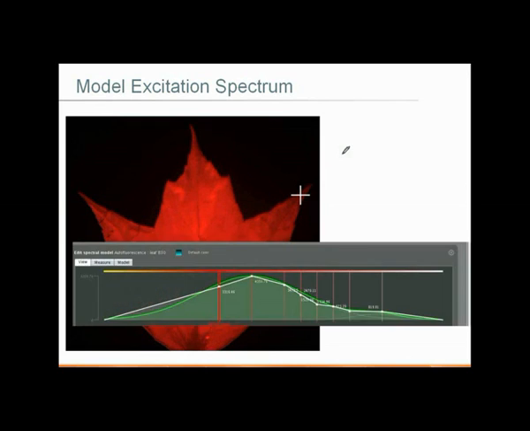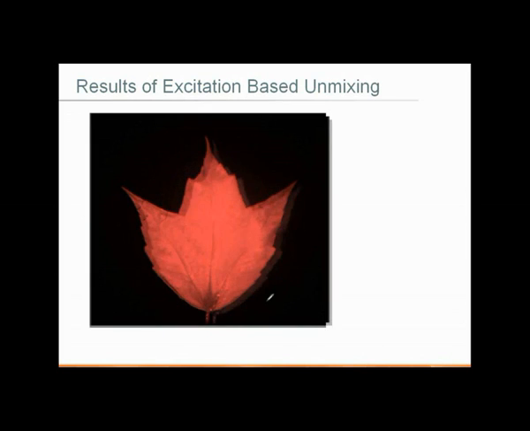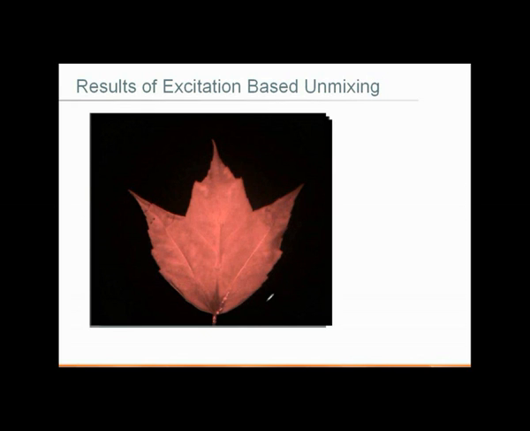We then model the excitation spectrum of the chlorophyll. In this case, you see a really nice peak out here at 670, which intuitively is very different from that you might see in the ICG. The software then uses this knowledge of the model of the excitation spectrum to go through on a pixel-by-pixel basis and separate out the autofluorescence from the ICG fluorescence.